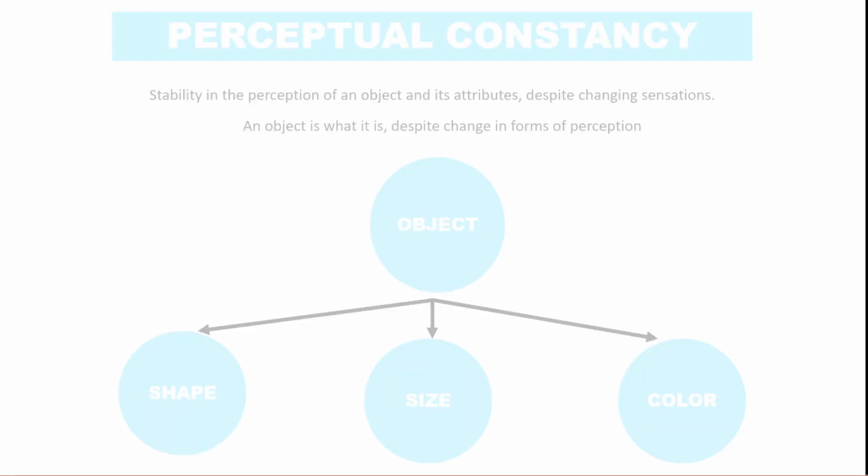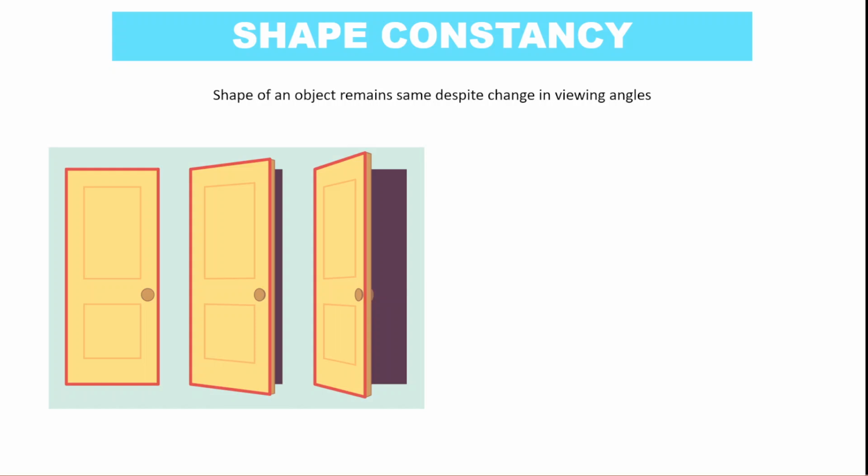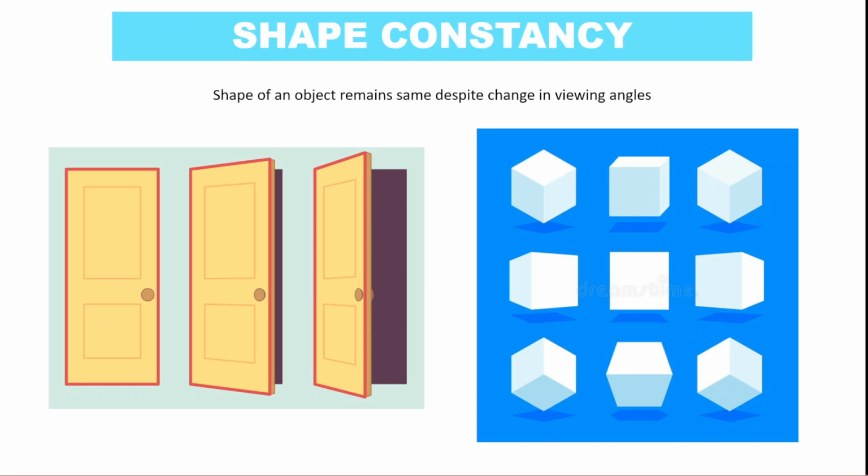So let's start with shape constancy. What is shape constancy? It is the shape of an object remaining the same despite a change in our viewing angle of it. Like a door is of rectangular form despite its changing angle, or a cube remains the same despite its changing orientation in space. So that's pretty common. A cube is a cube despite the different angle you look at it from. Same with the door. That is shape constancy.